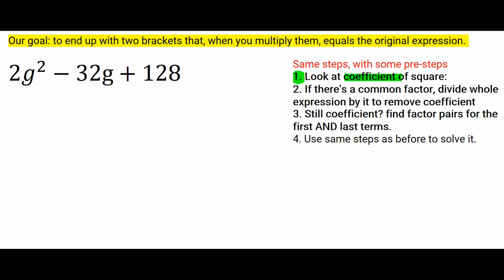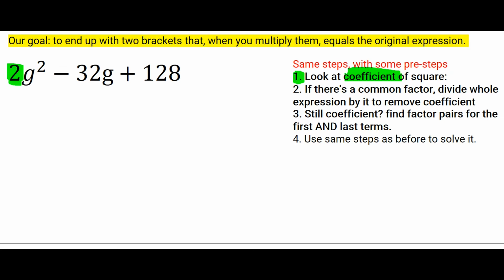Our goal is to end up with two brackets that, when you multiply them, equals the original expression. Now, we're going to follow exactly the same steps to solve this as we did in the previous videos, except that there are a few things you need to do before you can tackle it with the steps we already learned. The first one is to look at the coefficient of the square. Now, what is a coefficient again? Simply put, it is the number that precedes or comes before the variable. The squared variable is g squared, so our coefficient is going to be 2.